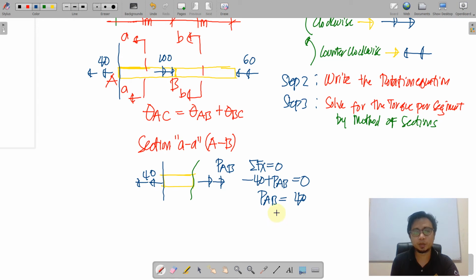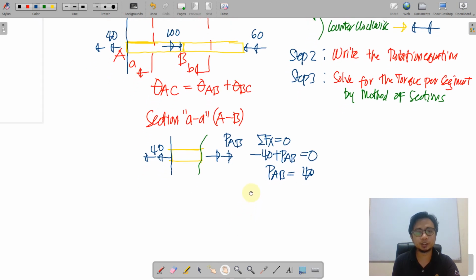So what do we mean if we have a positive answer? Therefore, our assumption that PAB is a rightward force is correct. So again, we are going to assume that the force here, or the unknown force, will always be towards right, and then your equation will just tell you whether your assumption is correct or not. It will just reflect the negative if there is a wrong assumption.